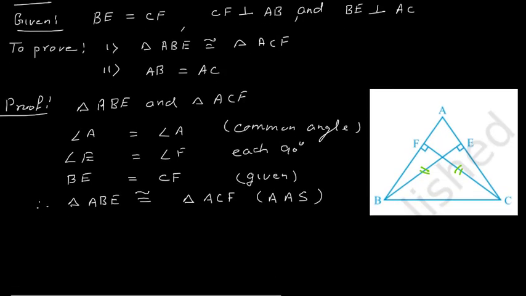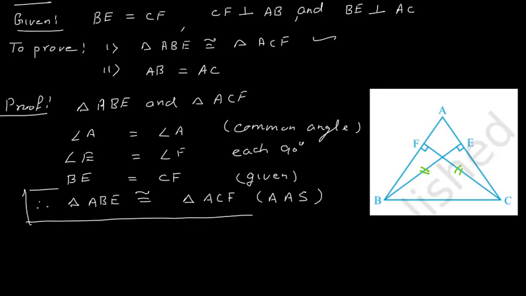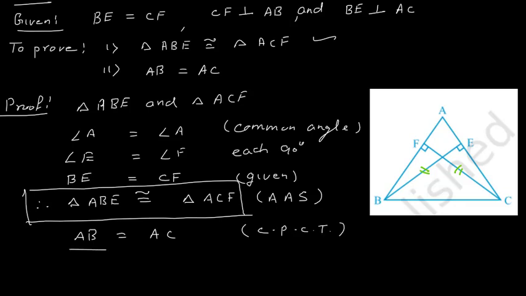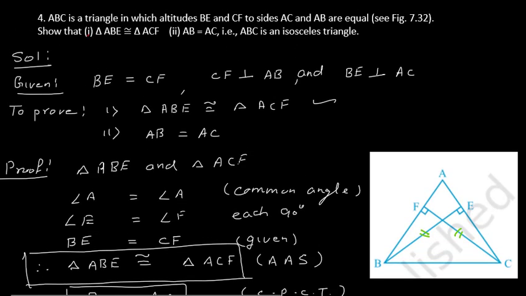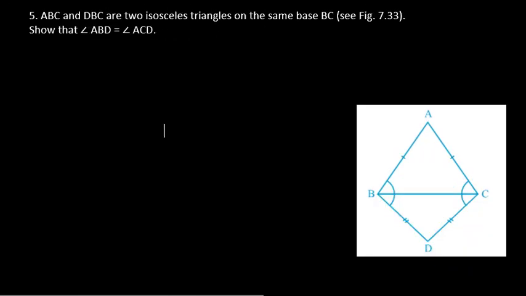Now we have proved this first part, so better put this in a box, so the examiner will understand what is the thing which we have to prove. And now AB is equal to AC. This is corresponding part of congruent triangles, CPCT. So done these two parts. Okay, easy question, right? Okay, next question, question number 5.